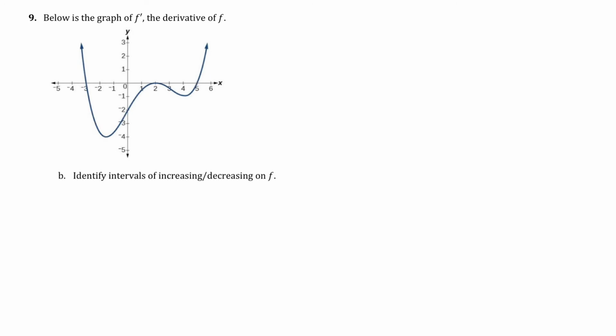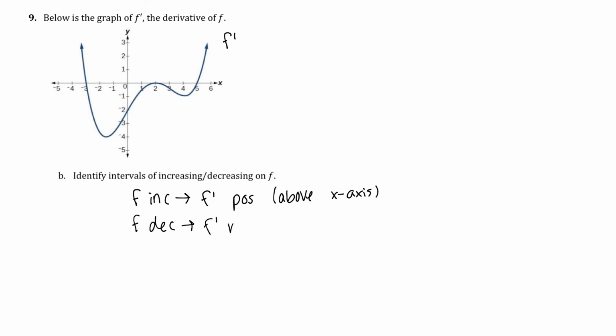Once again, same graph, part B on this one. Identify intervals of increase and decrease on f. This again is f prime. So if f is increasing, f prime is positive, which means it's above the x-axis. If f is decreasing, that means f prime is negative, which is below the x-axis.